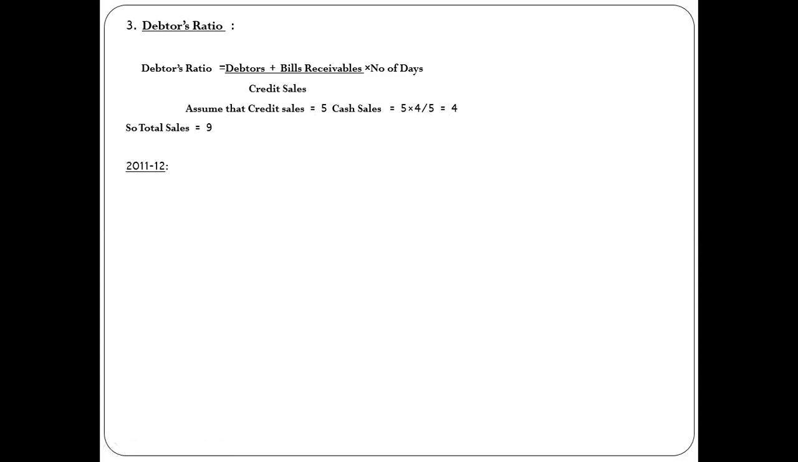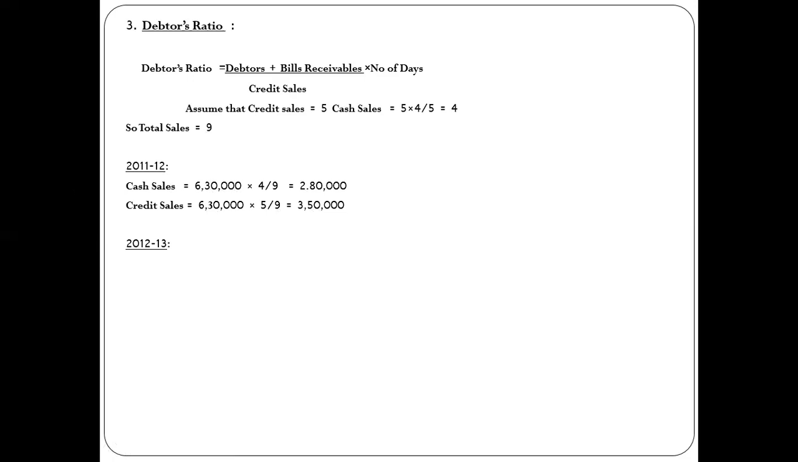Now we will find out the sales from the total sales on the proportion. We have already seen one sum of the same kind. The total sale is 6,30,000 in 2011-12. So for cash sales, we have to find out 6,30,000 into 4 by 9. So 2,80,000. To find out the credit sales, we have to do 6,30,000 into 5 by 9, that is 3,50,000.